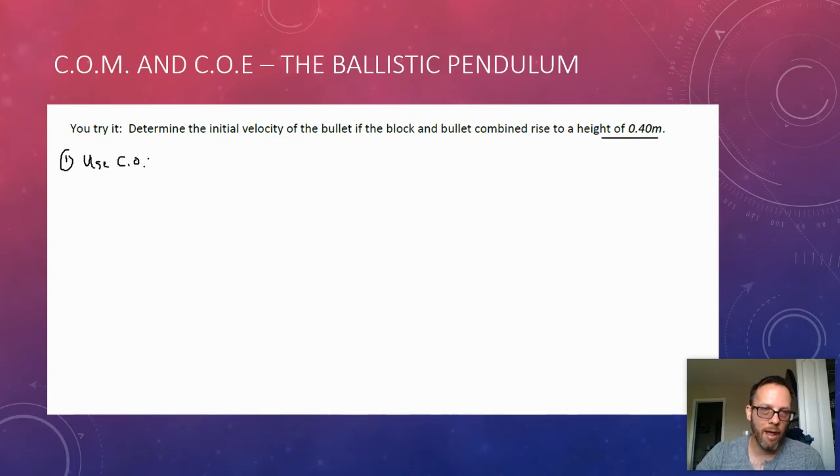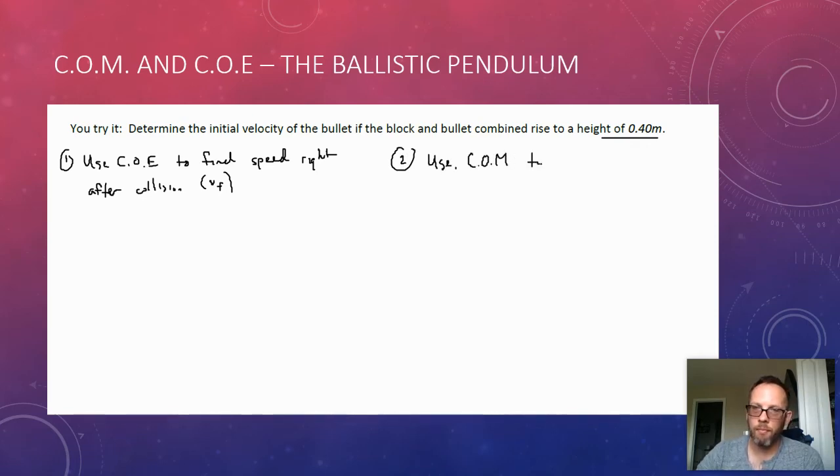This time we'll have to use conservation of energy to find the speed right after the collision. So we actually have to find v_f first, the speed they come out with, and afterwards we'll use conservation of momentum to find v_i, the speed of the bullet before the collision. It's a very similar setup to our previous question, and after all the stuff we've done together, it's not overly hard either.